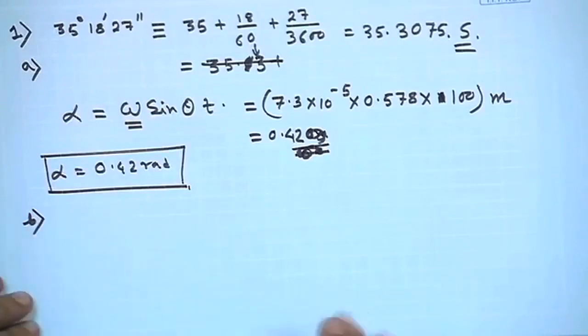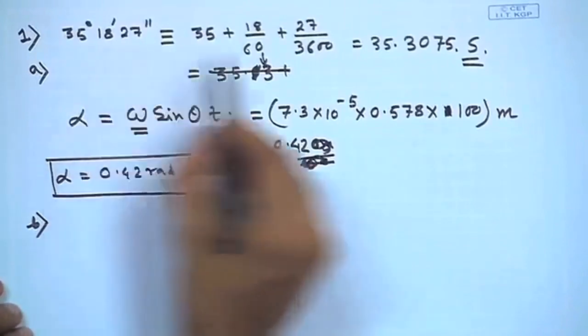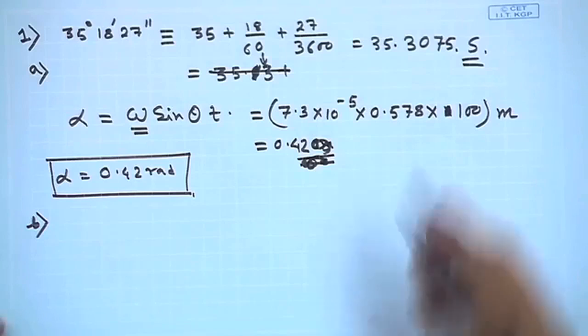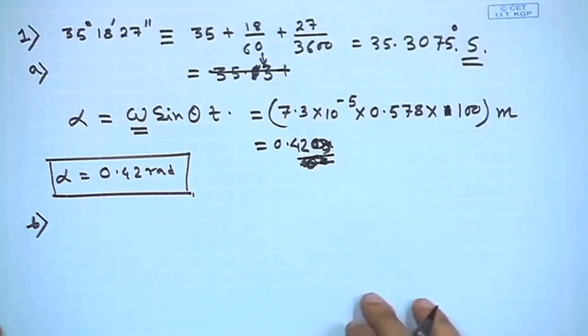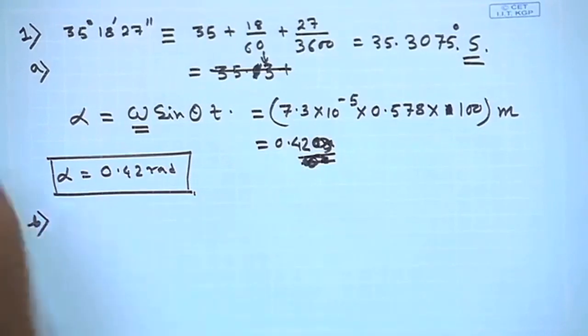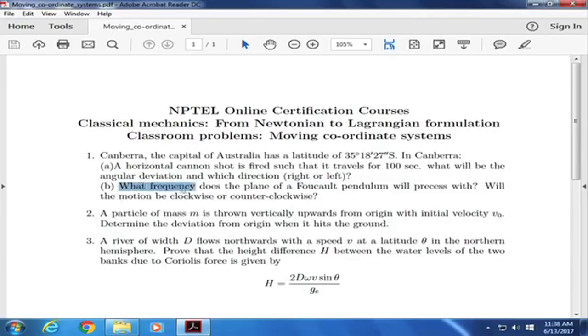Question number 1b is for the same place, that means Canberra, which is at 35.3075 degrees south latitude. What frequency does the plane of a Foucault pendulum precess with? Will the motion be clockwise or counterclockwise? Okay, so there is a second part to this. We have to tell whether the deviation will be towards the right or left.